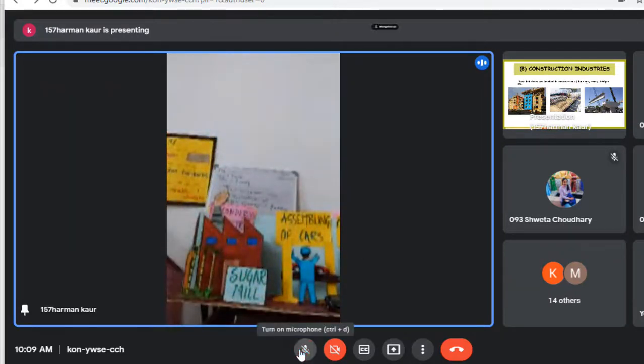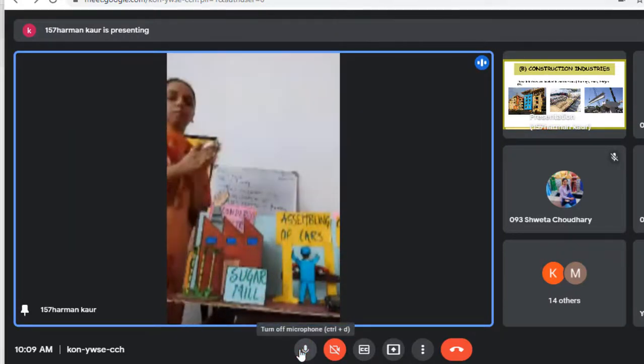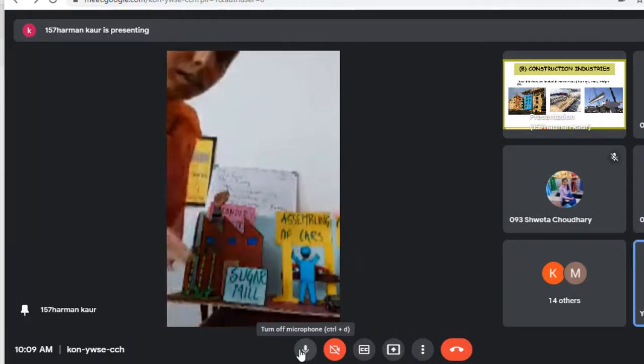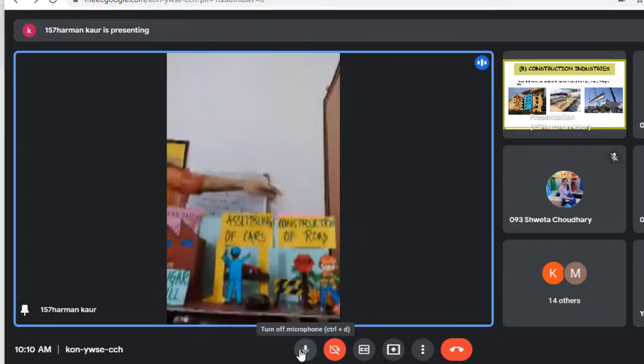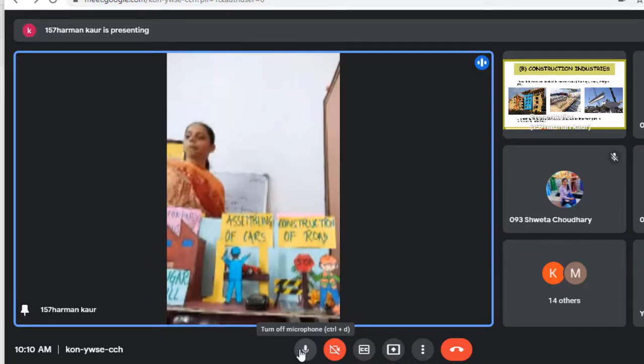The model is not visible. Sorry, sir. Yes, building dams and bridges, construction of roads. Engineering skills and architecture skills are an important part of construction industries.